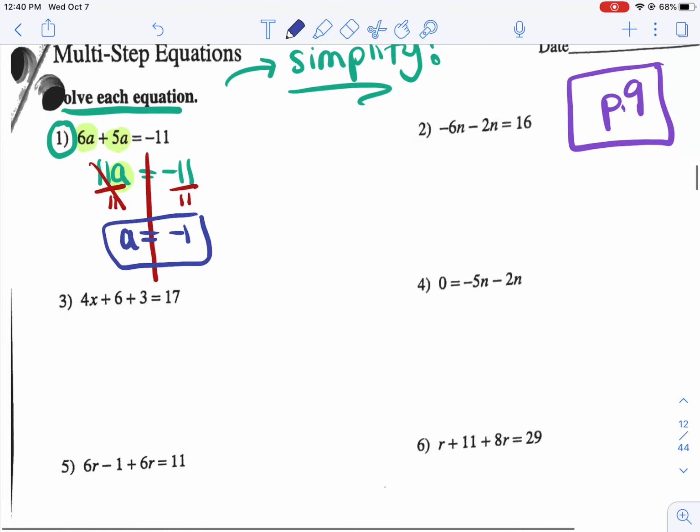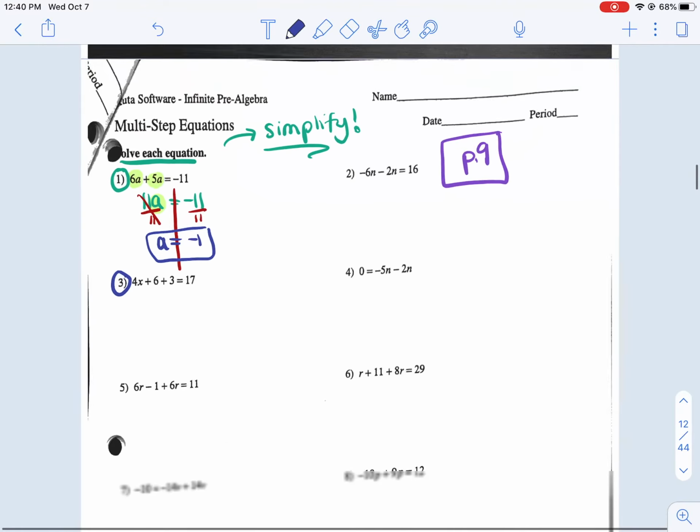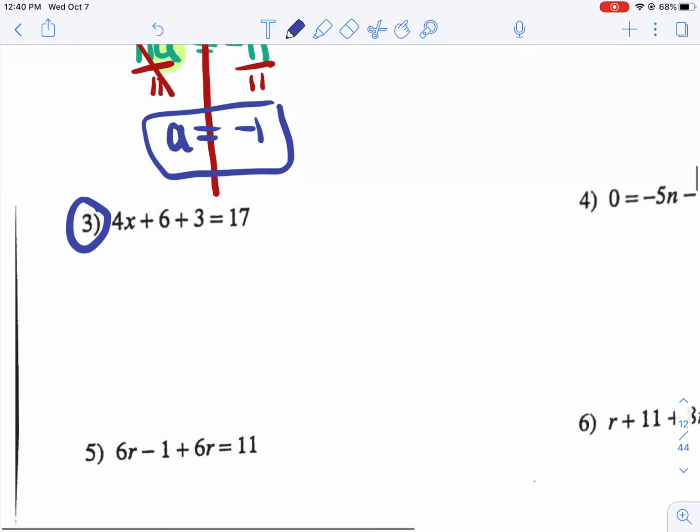Okay, let's look at number 3. If we look at number 3, we're still on page 9. I notice that there are 1, 2, 3 things here. Usually we only have 2 things on the left side when we solve an equation, so I have to combine something. I have +6 and +3. So let's combine those. 4x plus 9 equals 17.